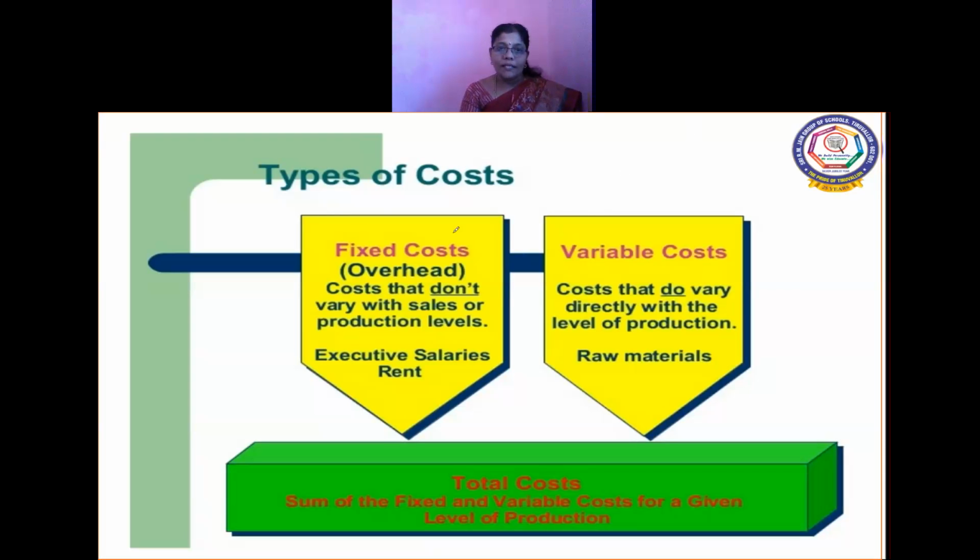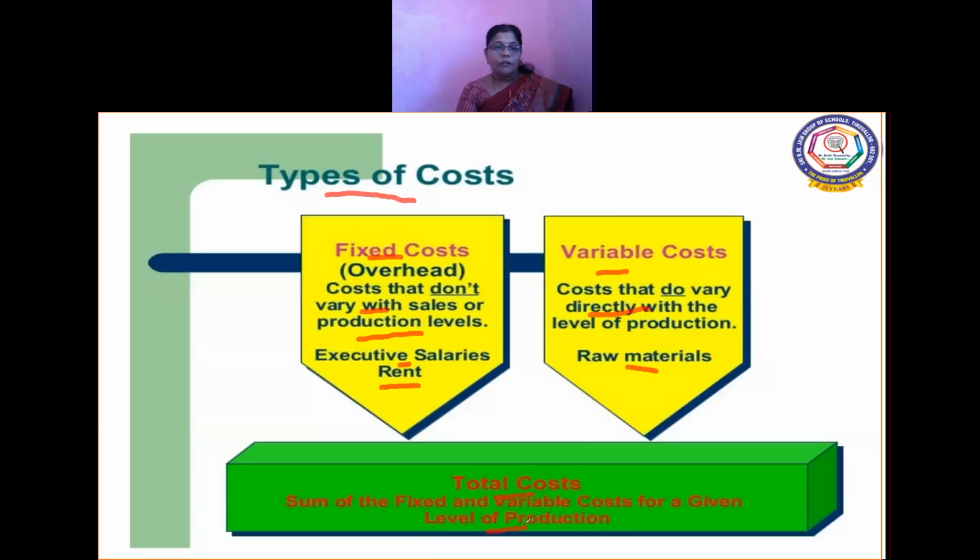Now you can see we discussed the difference between fixed cost and variable cost in the previous slide. Fixed cost, I told you, is also known as overhead cost, costs that don't vary with the sales or production levels. For example, executive salaries and rent. Variable cost varies directly with the level of production. For example, raw materials. So total cost is the sum of the fixed and variable cost for a given level of production.